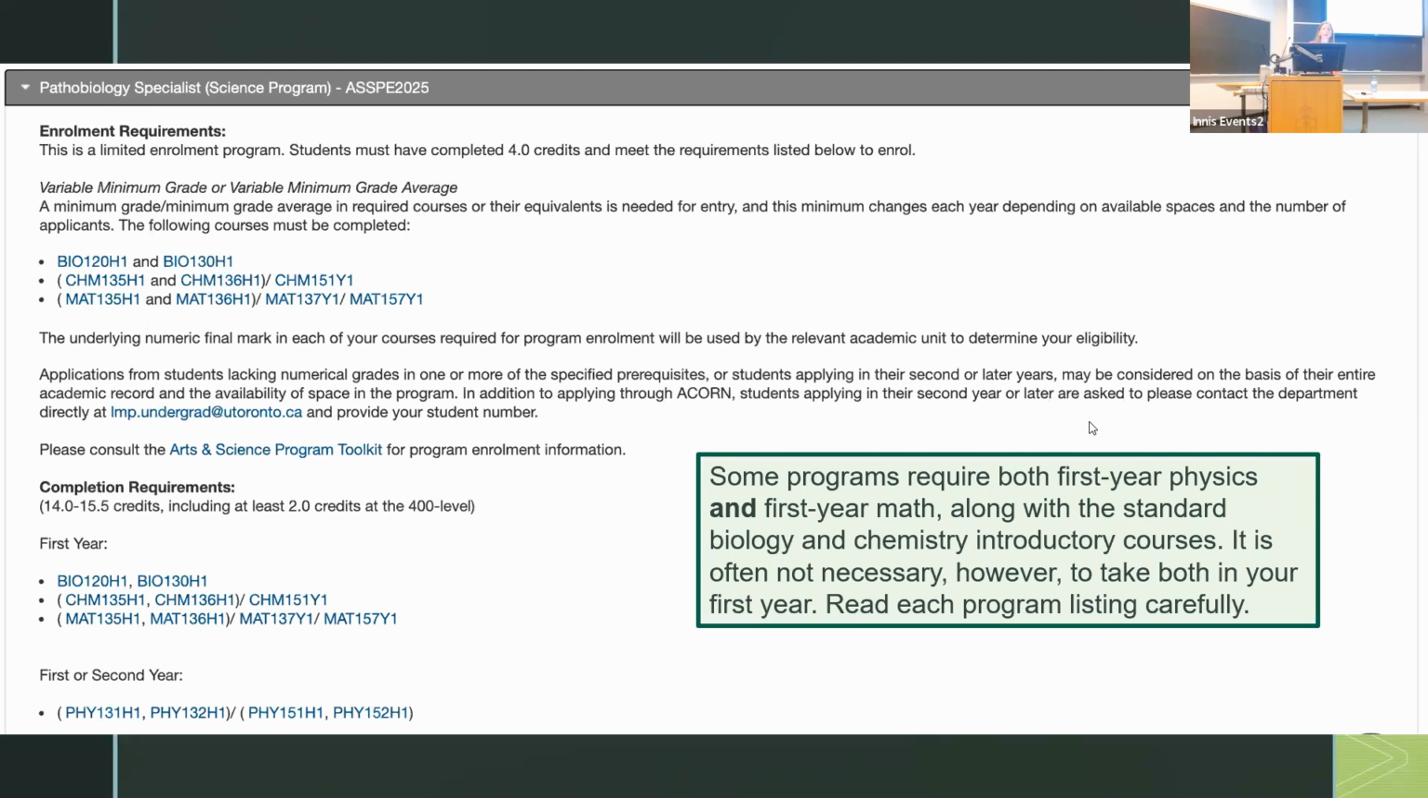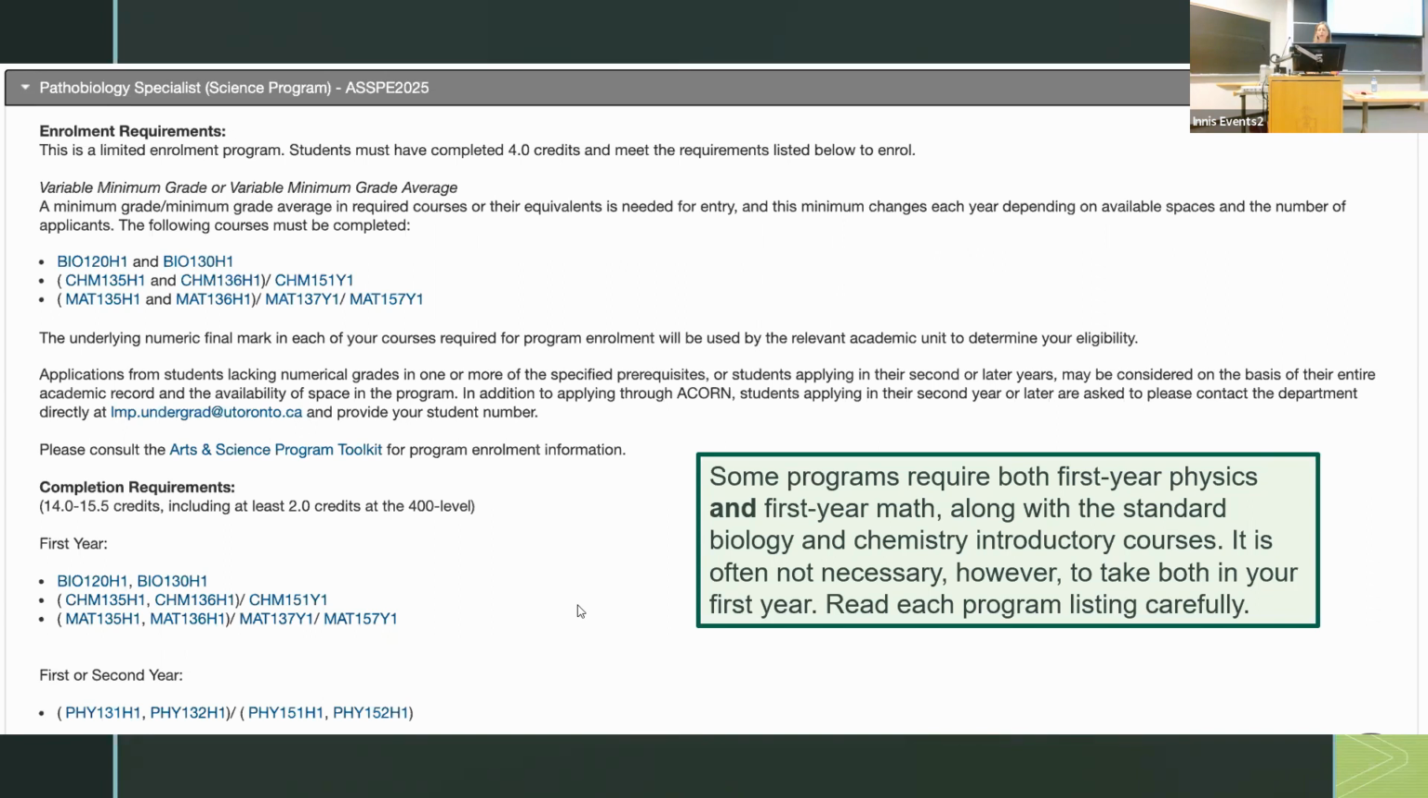Question online? Yes, there's a question from chat from Anzar. They ask, would you recommend we take CHM 135H1 and CHM 136H1, or should they take the year-long course CHM 151 Y1? They want to know what the difference is. Great. That's coming up in an upcoming slide. So good question, but I'll cover it. Okay.